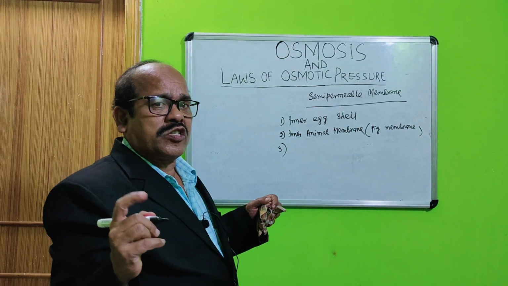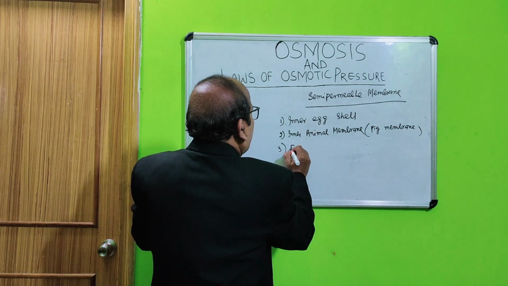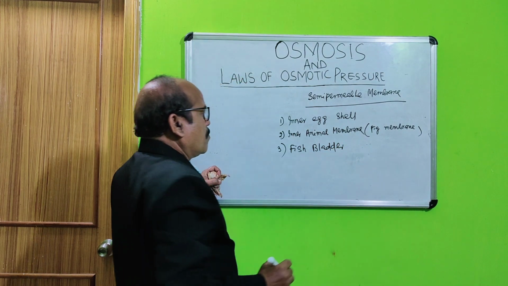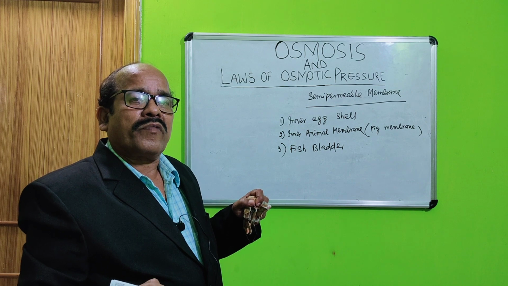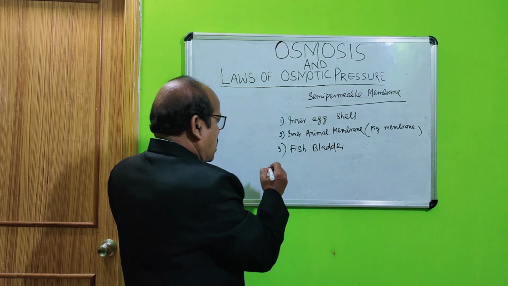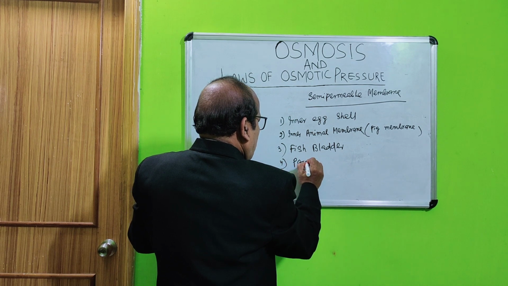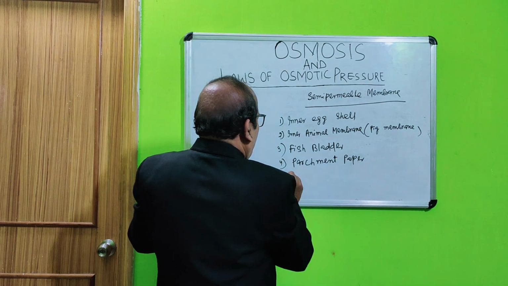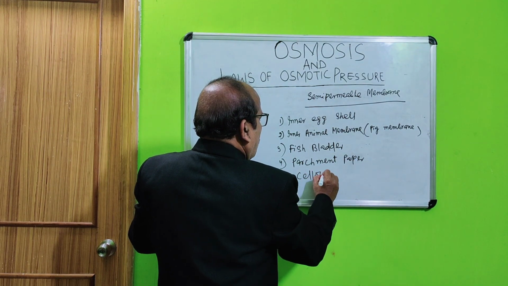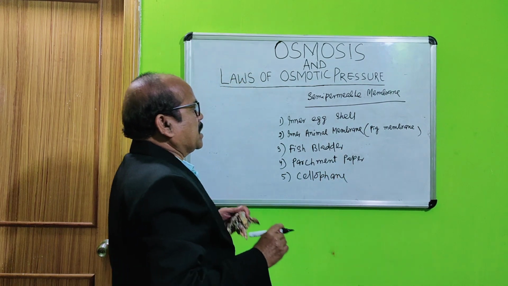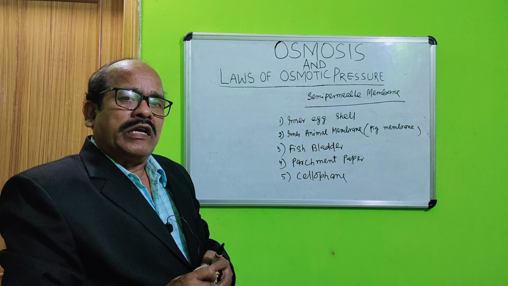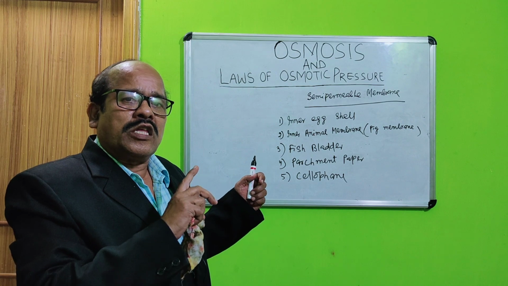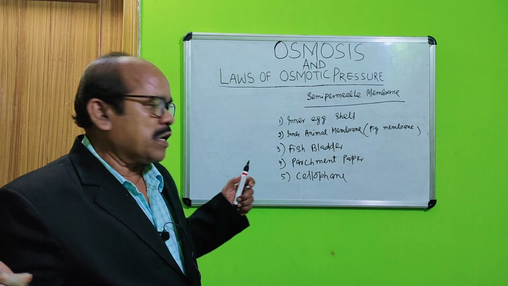You must have seen fish. The fish bladder will act as a semi-permeable membrane. In addition to these three, you can also have parchment paper or cellophane. These are the examples of semi-permeable membrane. The pores are so small that it allows only the solvent molecules to pass through it, not the solute particles.